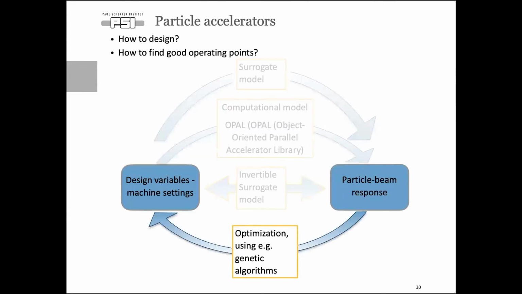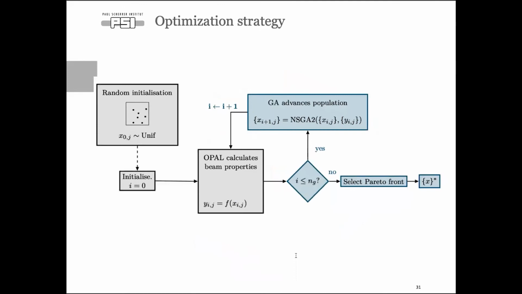So the next step is now to use our models, as I said, for optimization. An optimization strategy, quasi state of the art, would look like this. You have some random initialization, and then you use a physics-based model like OPAL. You use an optimization algorithm like a genetic algorithm. And if you're done with your number of generations, then you get the Pareto front, and in the end, your optimal machine settings for the parameters you want to minimize.